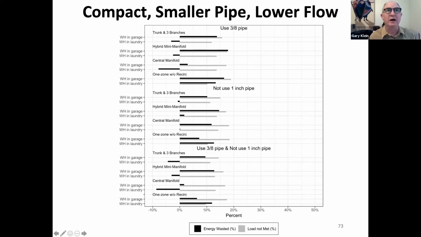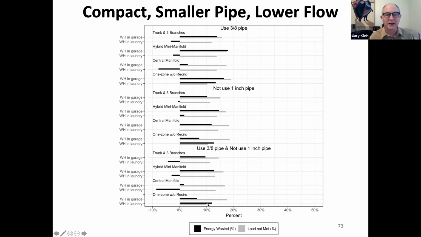So now this is looking at compact design, smaller pipe and lower flows. I recognize it's a little busy. We use 3/8 inch pipe in some cases, no 1-inch pipe. And now you see some negative numbers. 1, 2, 3, 4, 5, 6, 7, and one more that's not on here, which is for regular flows with 2 water heaters, showed a negative consumption in energy wasted. It went negative compared to the base case. That's pretty impressive.